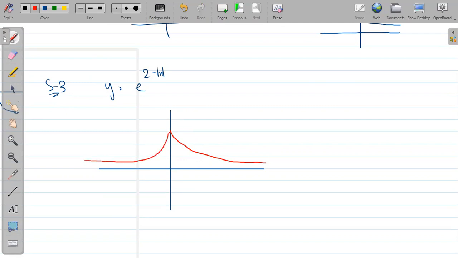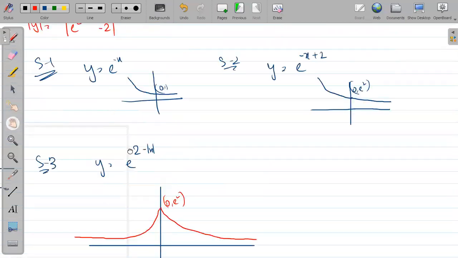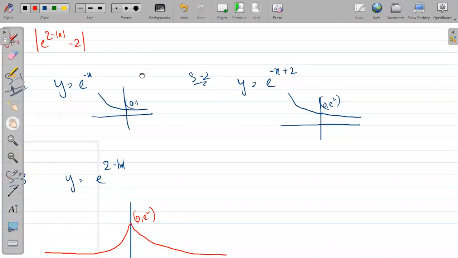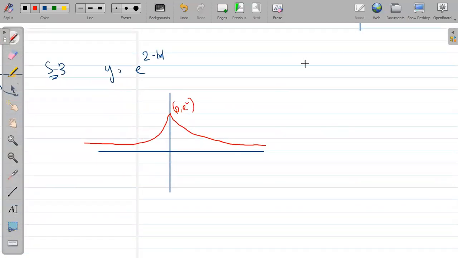This point is (0, e²). Okay, I am getting this one. Next step is what? y minus 2. Just hold the graph and shift it towards the negative y direction, downward by 2 units.